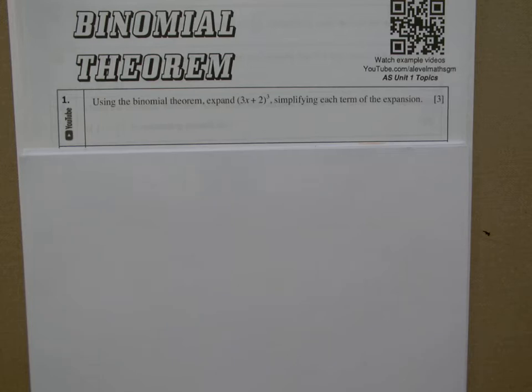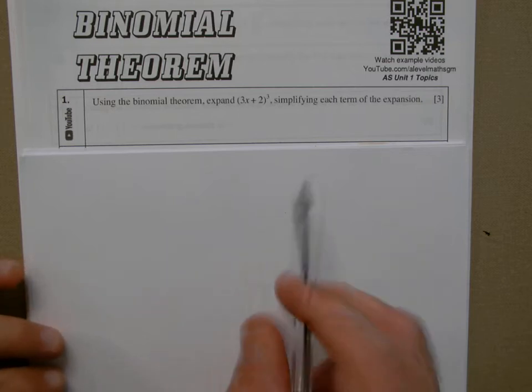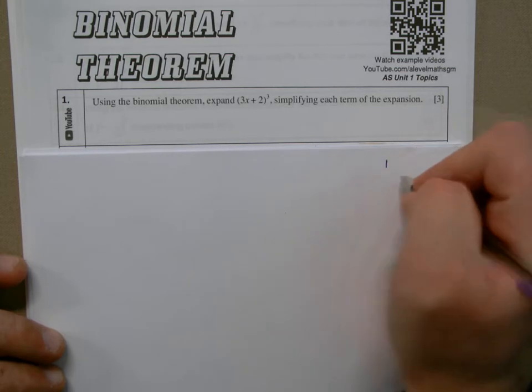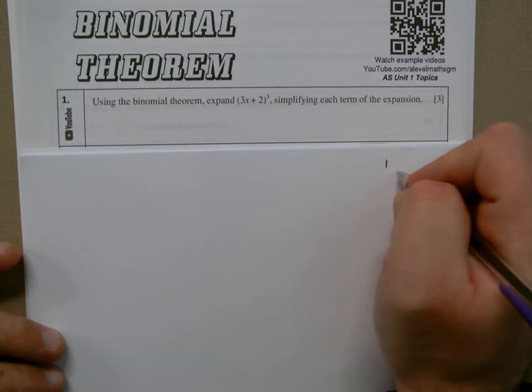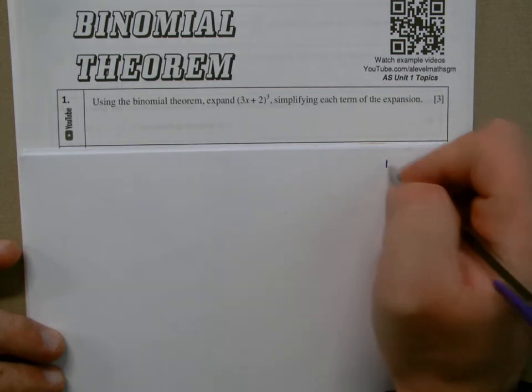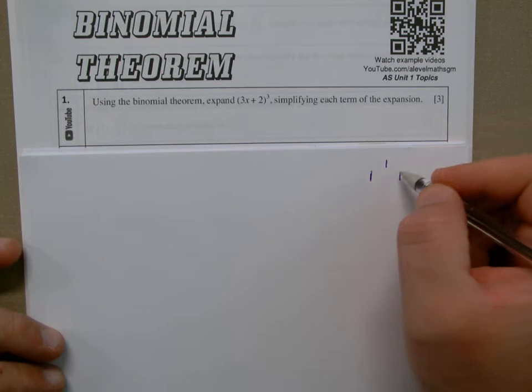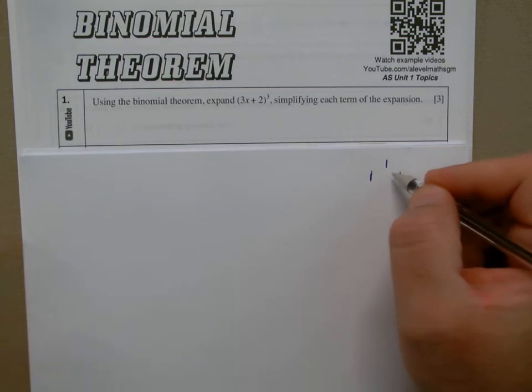Right, use the binomial theorem to expand (3x + 2) cubed, simplifying each term of the expansion. Now, with the binomial theorem, we can use Pascal's triangle to determine the coefficients. Remember, we start with 1 at the top, and then 1 either side. The principle is you add the two numbers above to the left and right.